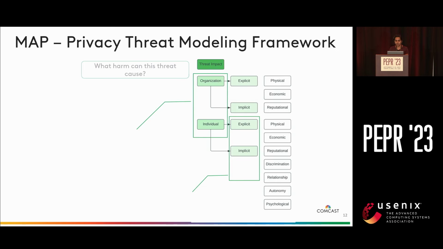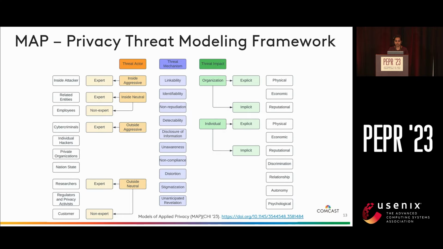And the final component of this is threat impact. Is that harm related to an organization or to a person? Who it is affecting determines the scale of impact, and whether the harm is measurable or not. So in each category we divide it up into organizational and individual, and then explicit and implicit, based on whether we can measure that harm or not.